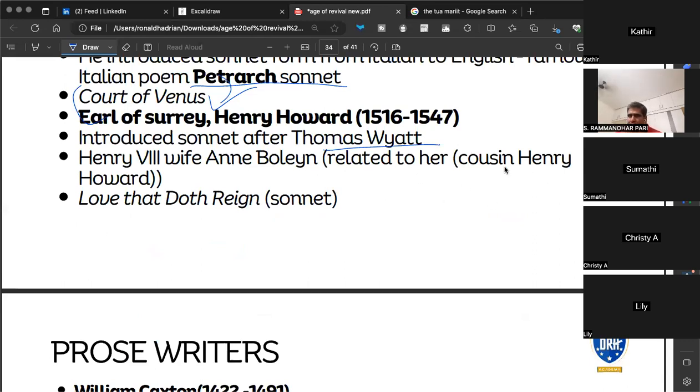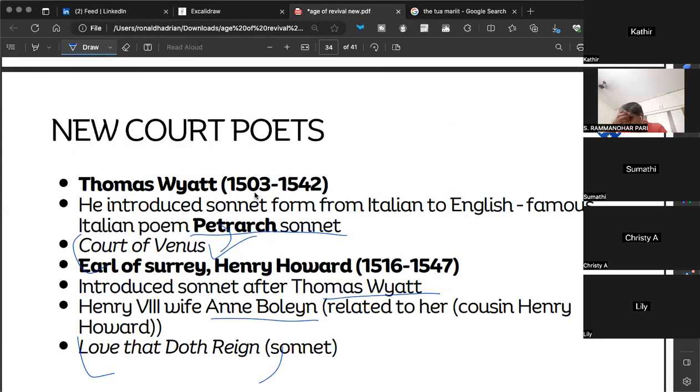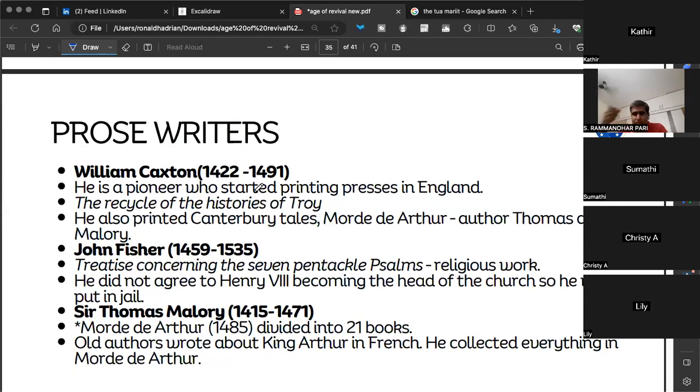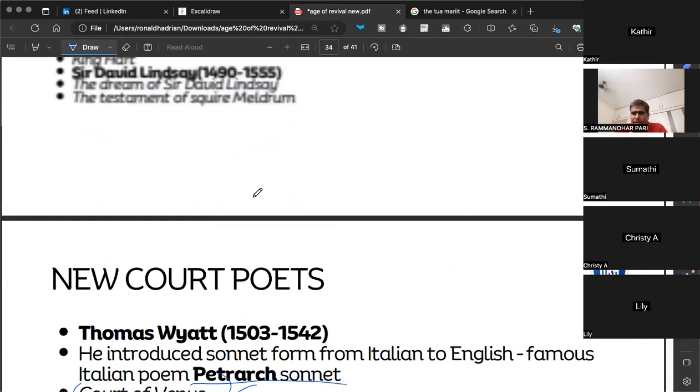He's related to Anne Boleyn, okay? And Love, Death, Reign, that's his important sonnet. So these are all like revisions. We've already seen, that's why I'm moving fast.